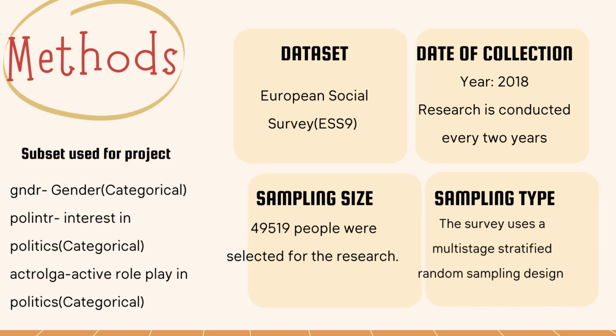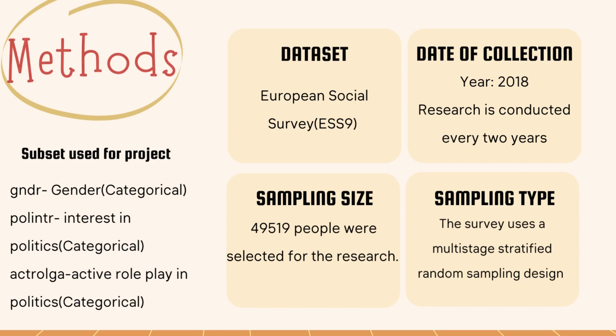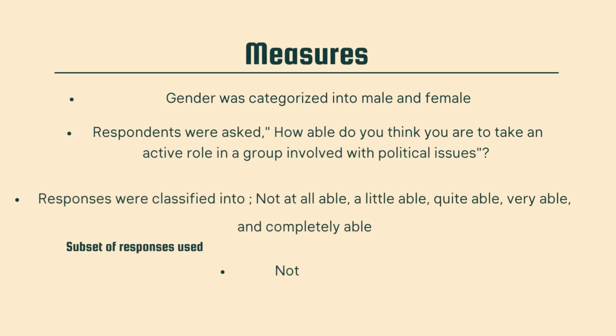After retrieving the data, I further subsetted by taking only what I would need, which was gender, interest in politics, and active role in politics. Each of these variables has its own weightings in the European Social Survey. The variable gender was characterized into male and female.